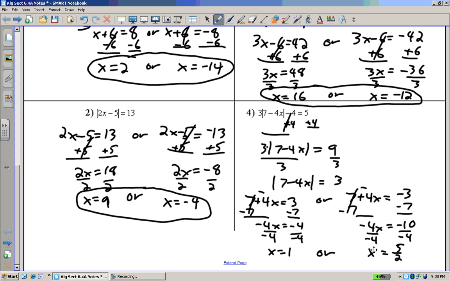And don't be afraid of getting these fractions. In fact, fractions are quite common. And there we go.